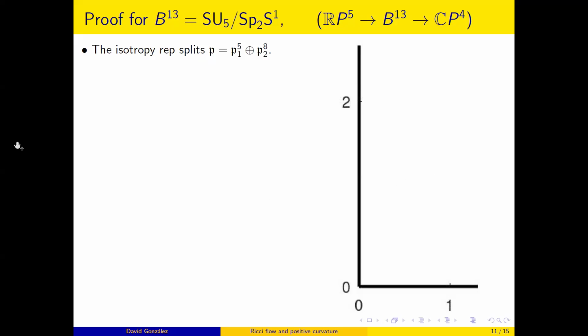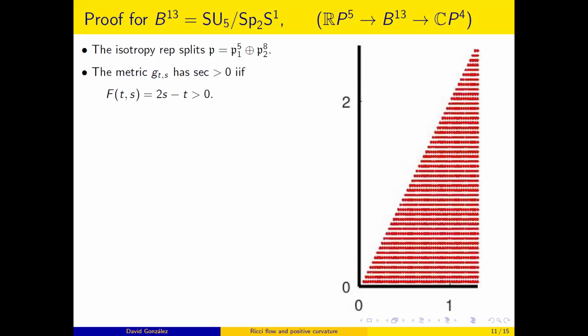Then we need to describe the positive curvature set. This was done by Putman. It is the red points you see here for which this function is positive. By the way, I'm switching the variables for the picture. The horizontal one is S and the vertical one is T, according to the geometrical interpretation.